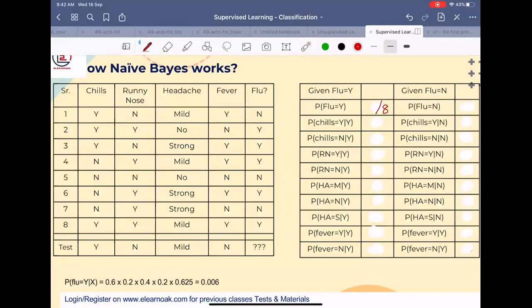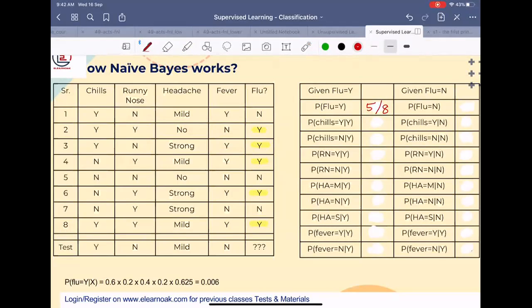So numerator asks, how many favorable conditions do I have? So I have 1, 2, 3, 4, and 5 yes. Out of 8 examples, I have got 5 yeses. So I will say the probability of flu as yes is 5 by 8.